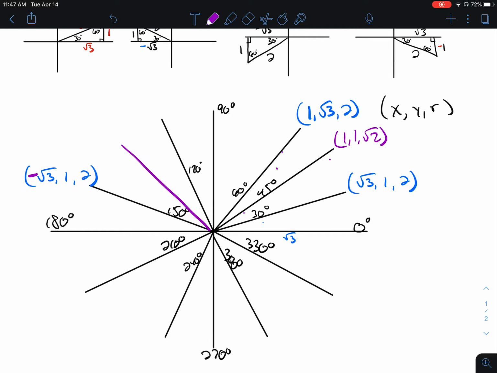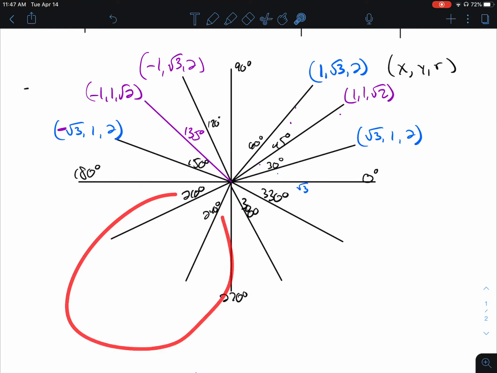If we draw this angle in here, so we got 45 plus 45 plus 45, that makes this 135. This 1, 1, square root of 2 would be negative 1, positive 1, square root of 2. 120 degrees, that reference angle is 60, just like this is 60. So if I take this ordered triple and put it here, making sure the x is negative, I get negative 1, square root of 3, 2.